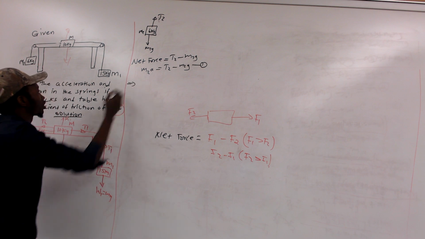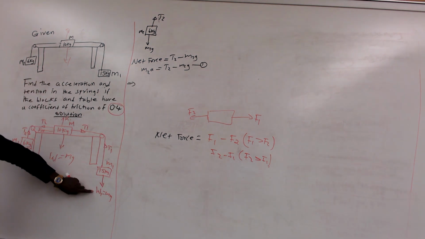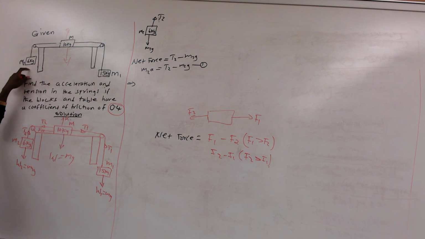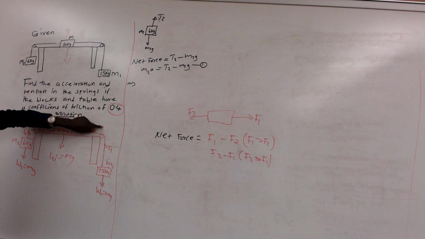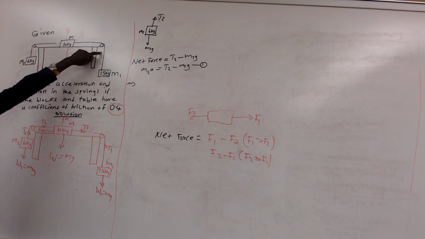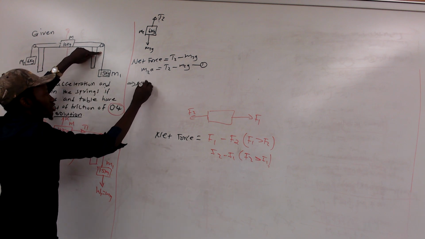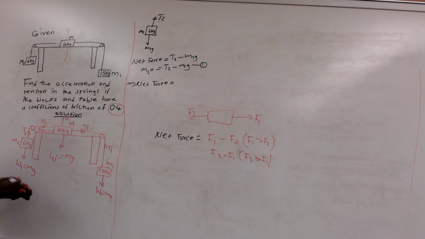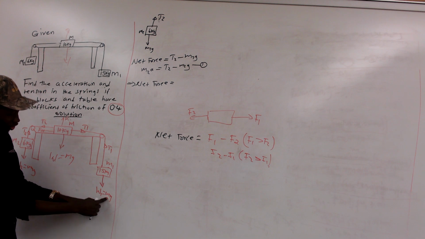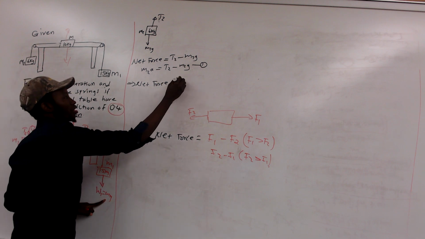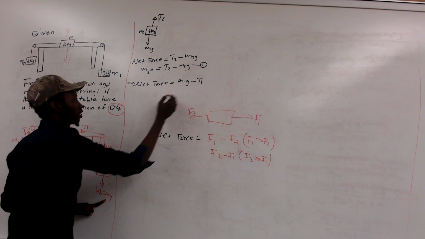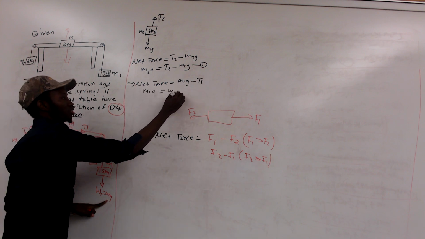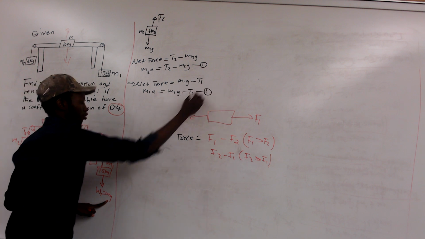We also consider these other forces. Since in this case, this 15 kilograms is greater than this, this mass will move downwards. So its weight is greater than the tension. So the net force for the second one is going to be M1G minus T1. This net force is going to be M1A, so M1A equals M1G minus T1. This gives us equation 2.